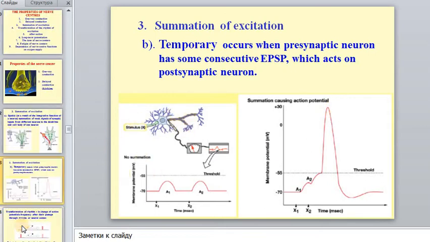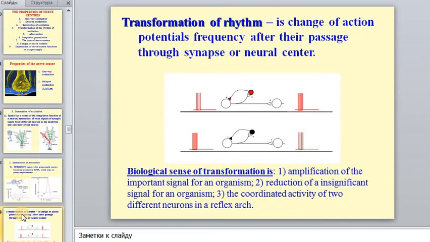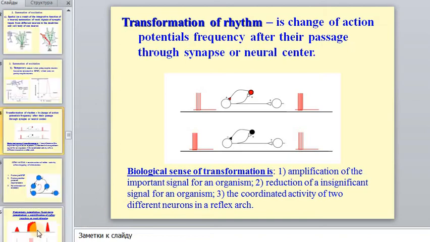So next one, transformation of the rhythm is a change of action potential frequency after the passage through a synapse or neural center, and the biological sense of transformation is amplification of the important signal for an organism, a reduction of insignificant signals for an organism, and the coordination of activity of two different neurons in a reflex arc.